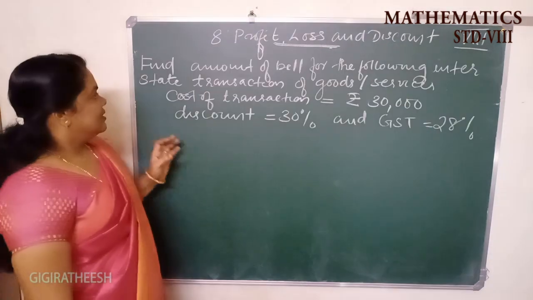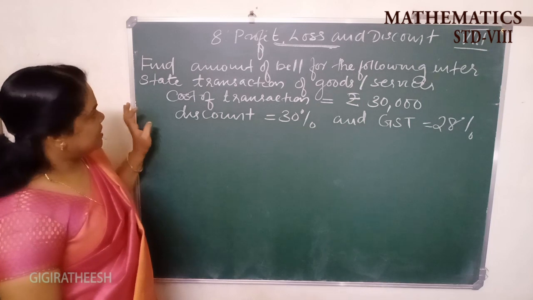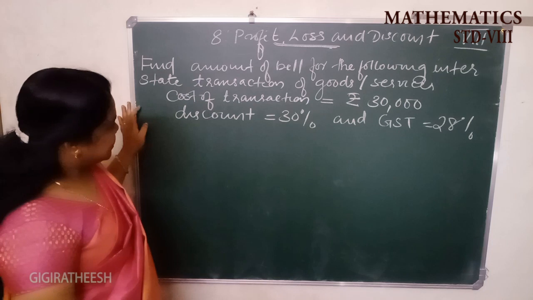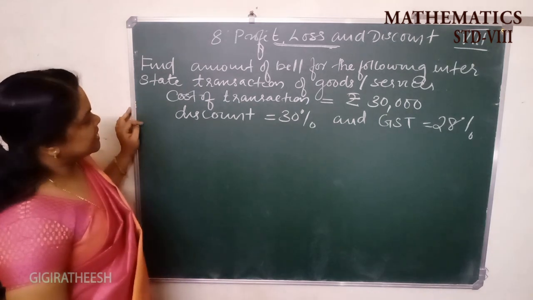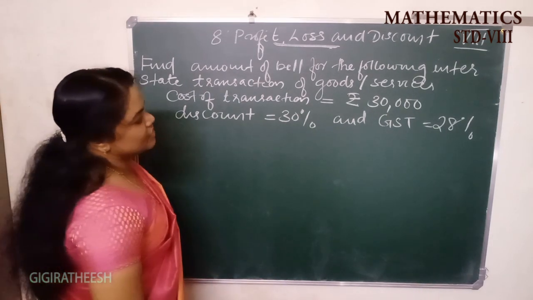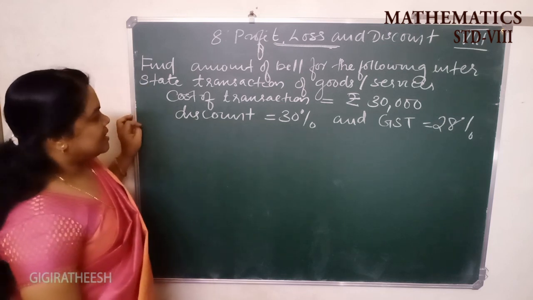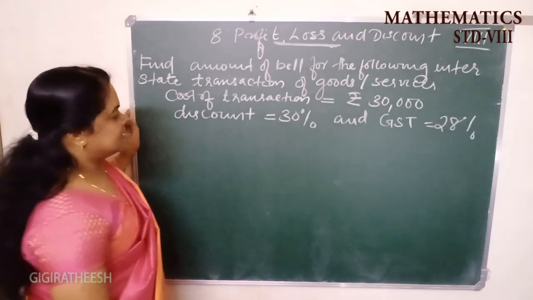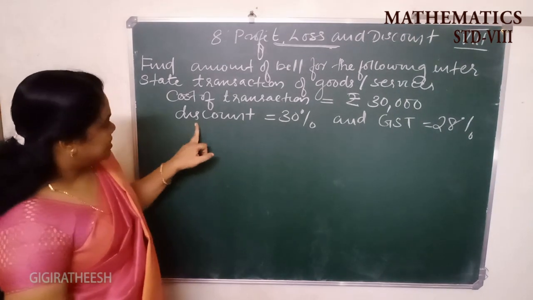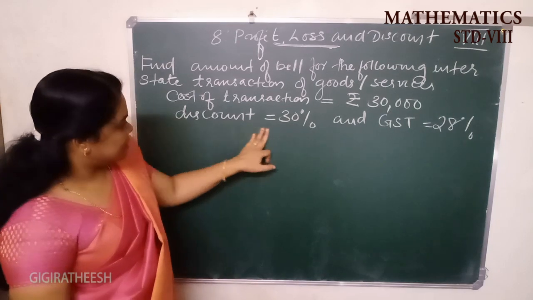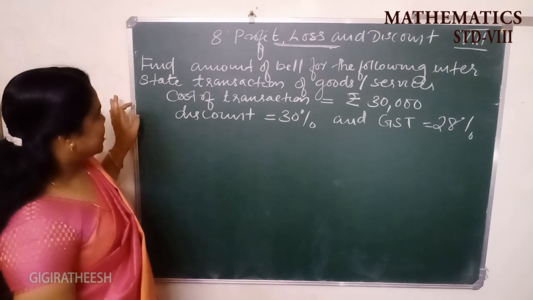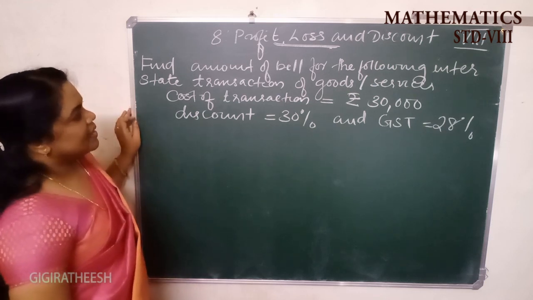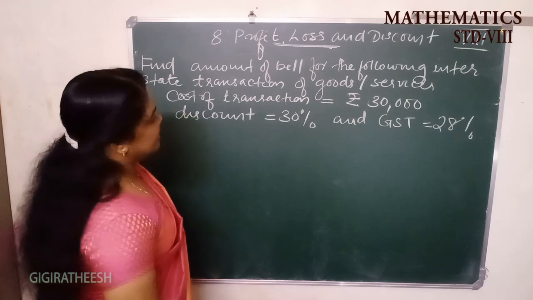This is another question from GST: find the amount of bill for the following interstate transaction of goods and services. The cost of transaction is rupees 30,000, the discount is 30%, and GST is 28%. This is a discount-based problem. The cost of transaction is 30,000, and it is an interstate transaction.